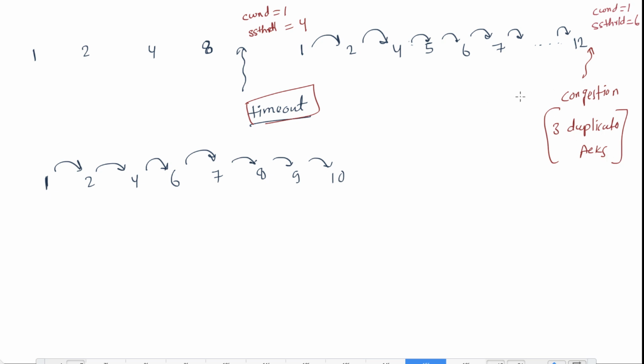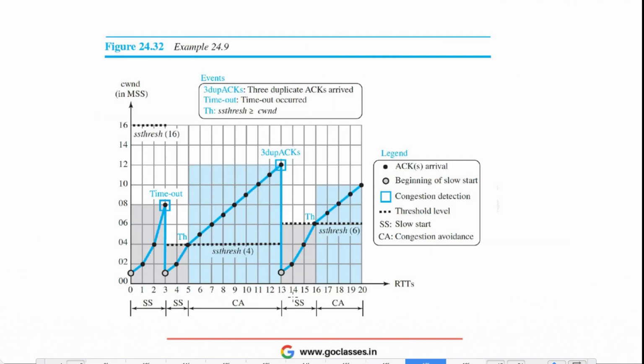Now there are some other implementations which treat these two events as different events. So we will look at those implementations now. See here, once there is a timeout, it will go to the slow start, then it will be 1, 2, 4, increasing exponentially. This graph is exponential, and then it increases linearly.